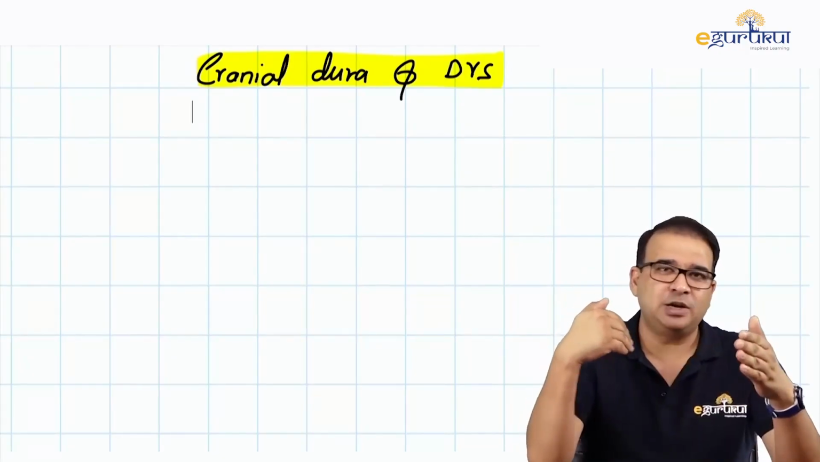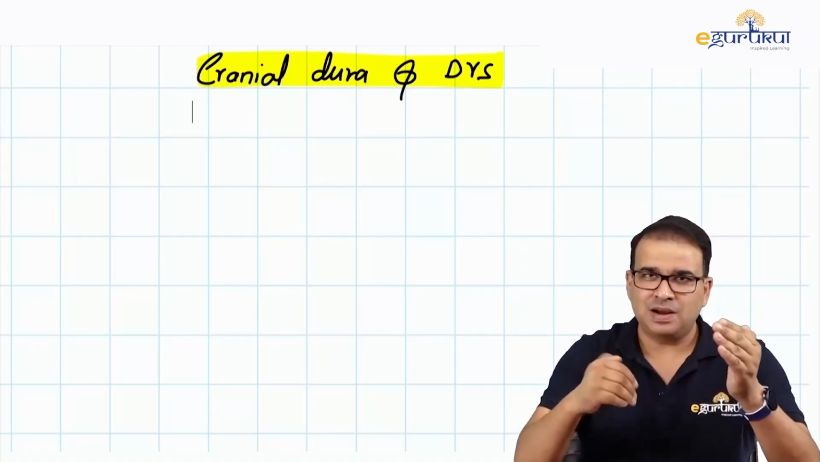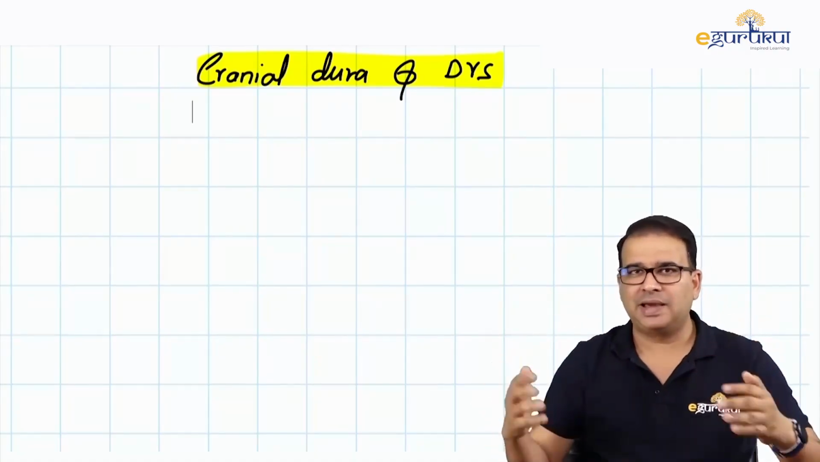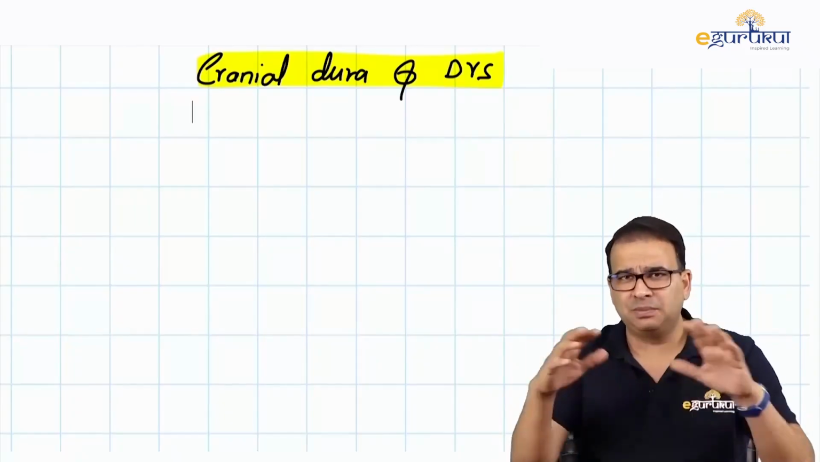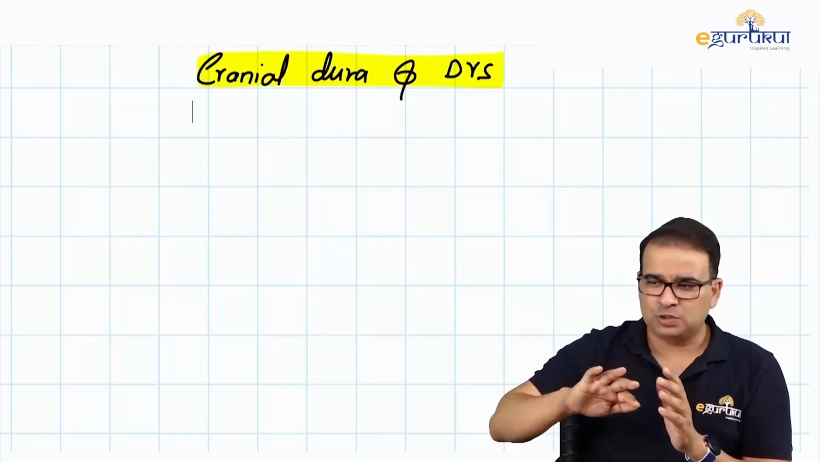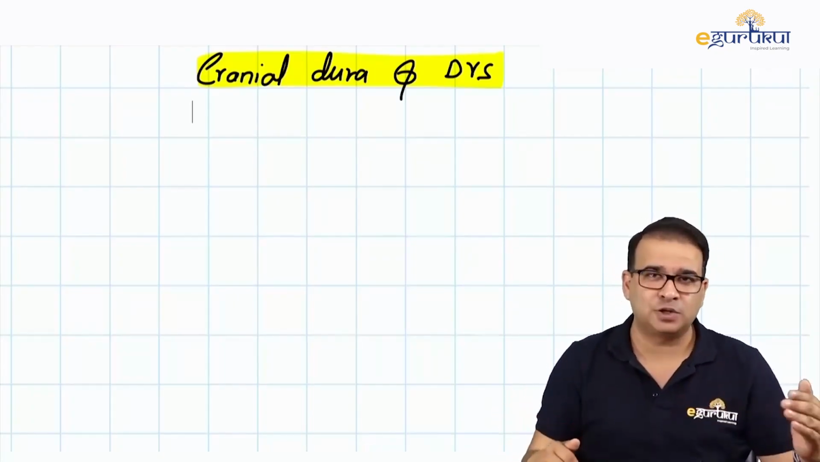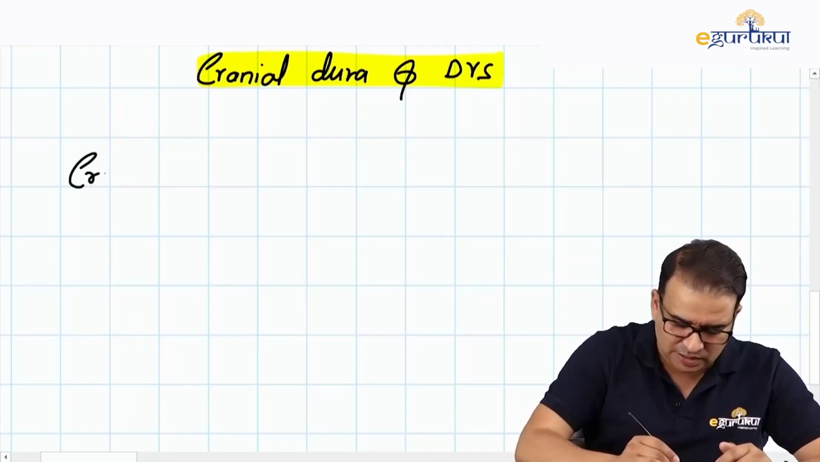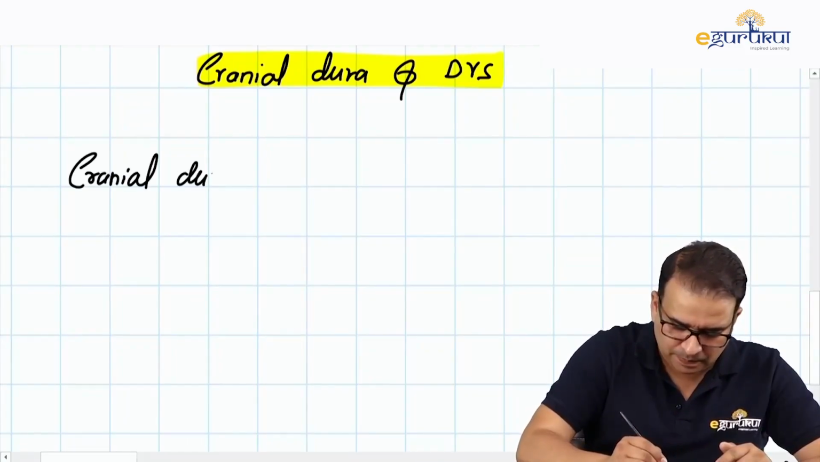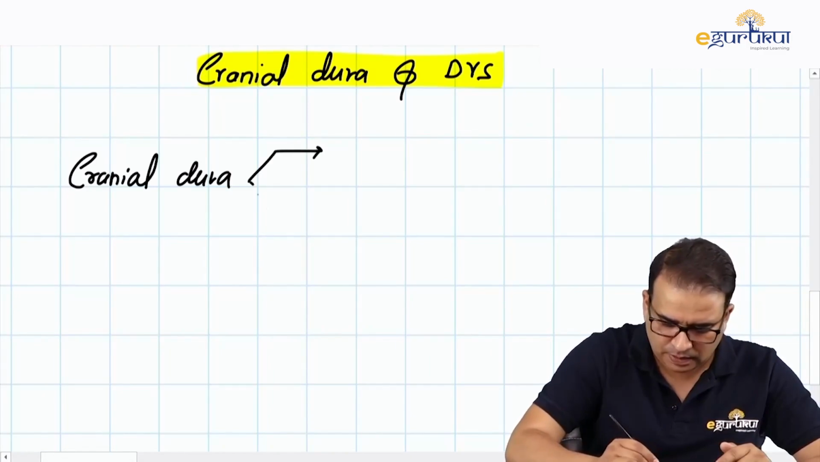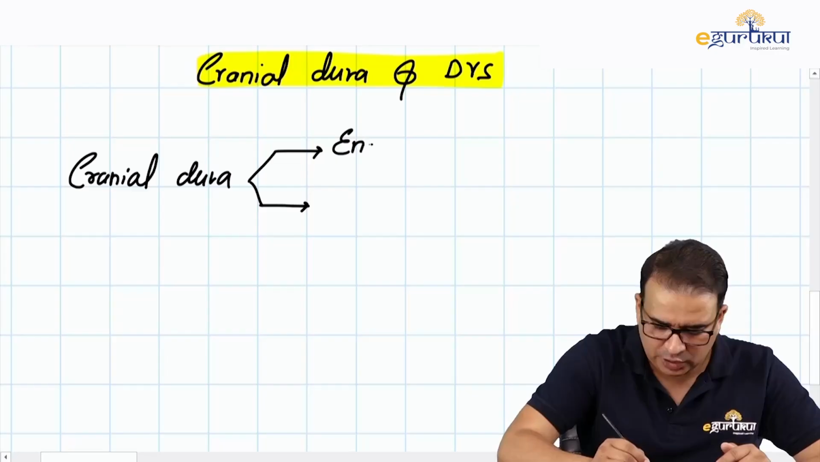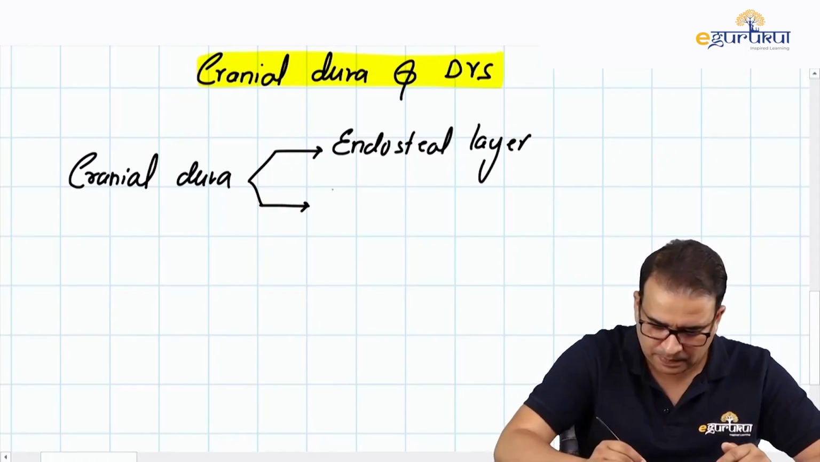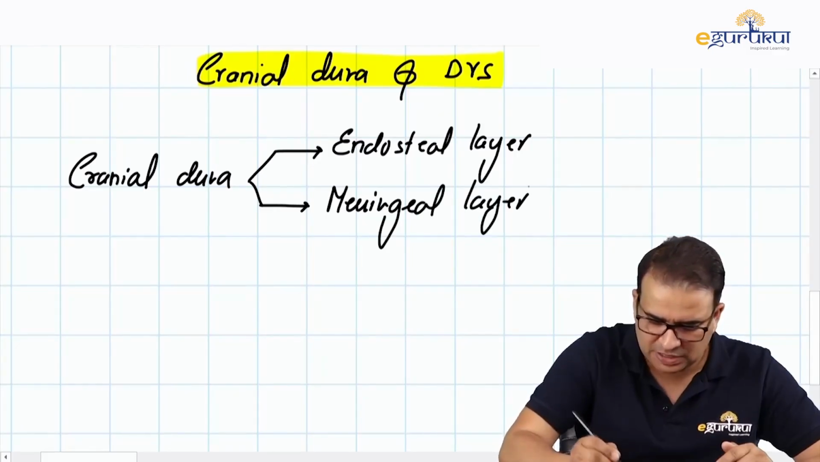One layer of dura mater is adherent to the skull bone, and the other layer goes along with the major fissures of the brain. So one is close to the brain and one is close to the bone, and that's how we call them the endosteal layer and the meningeal layer of dura mater. So what I'm saying is that the cranial dura has two layers: we got the endosteal layer and we got the meningeal layer.